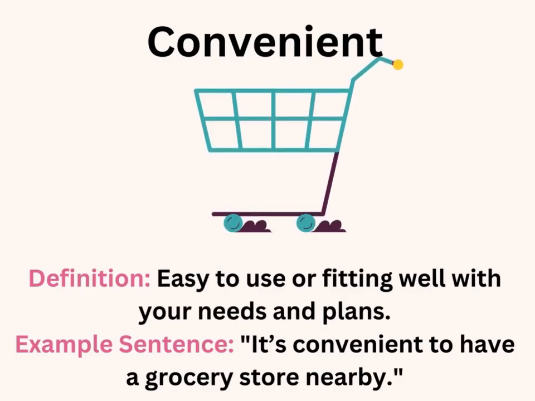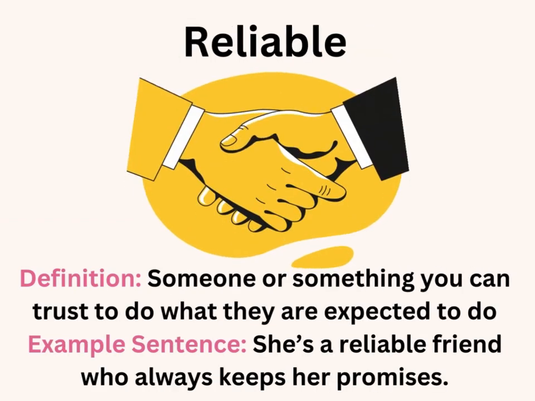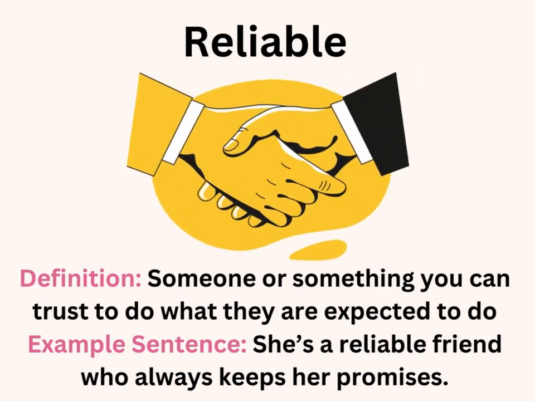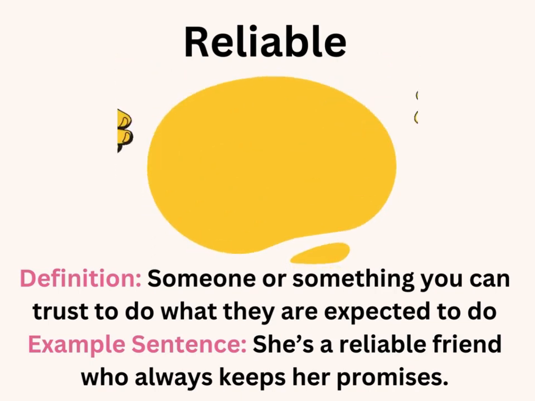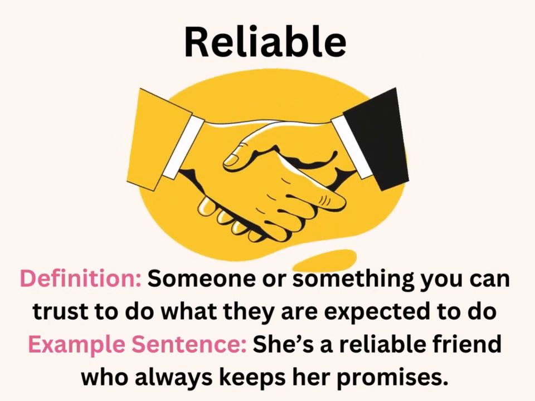Convenient. Definition: easy to use or fitting well with your needs and plans. Example sentence: it's convenient to have a grocery store nearby. Reliable. Definition: someone or something you can trust to do what they are expected to do. Example sentence: she's a reliable friend who always keeps her promises.